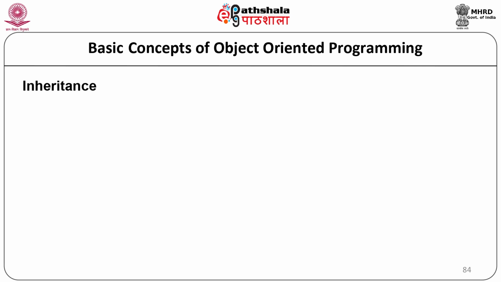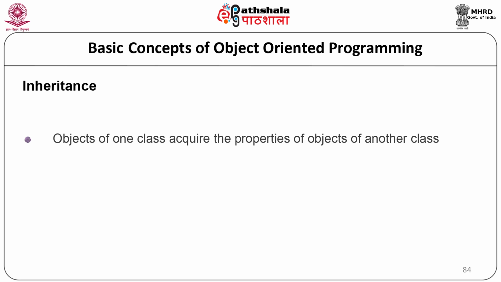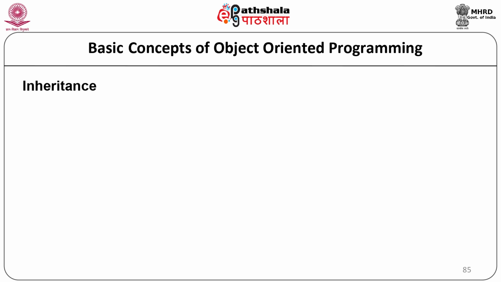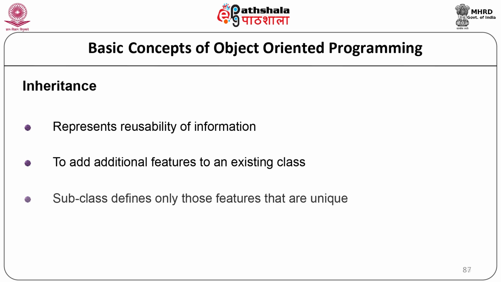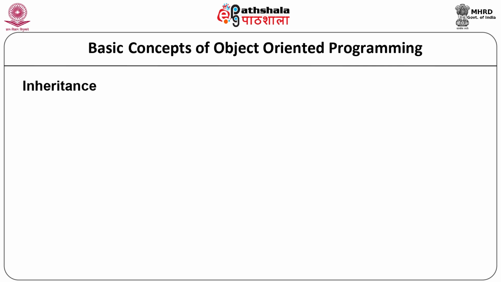Next is inheritance. It is a process by which objects of one class acquire the properties of objects of another class. In object-oriented programming, inheritance represents the reusability of information. It is possible to add additional features to an existing class without modifying it, achieved by deriving a new class from the existing one, where the new class has the combined features of both classes. Each subclass defines only those features that are unique to it. Without the use of classification, each class would have to explicitly include all its features. Inheritance supports the concept of hierarchical classification.